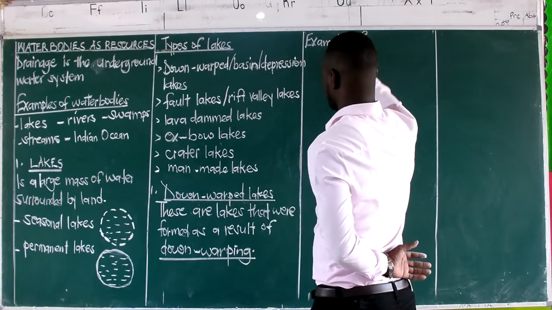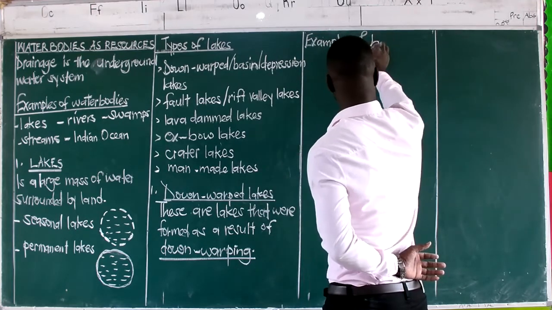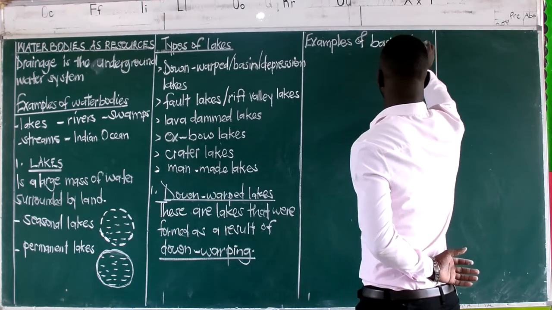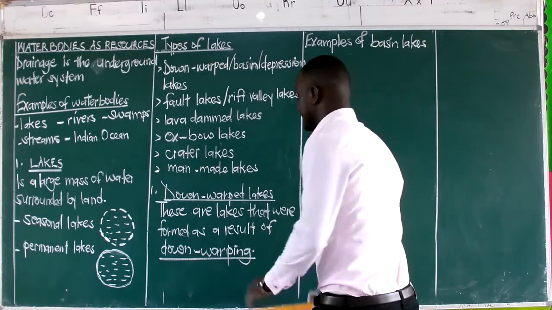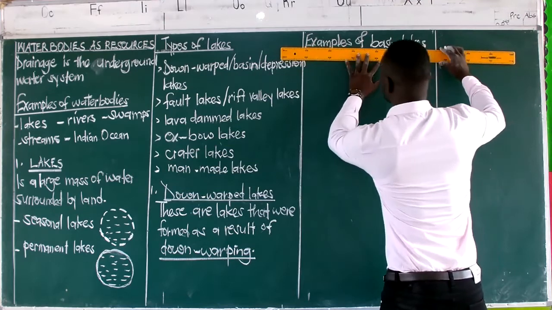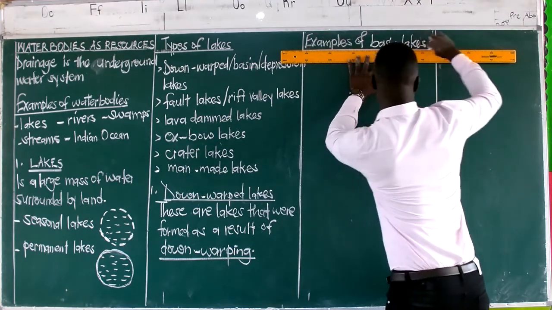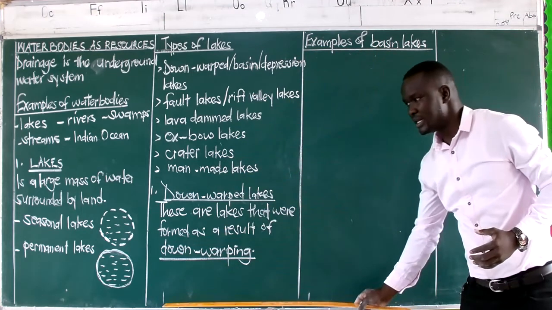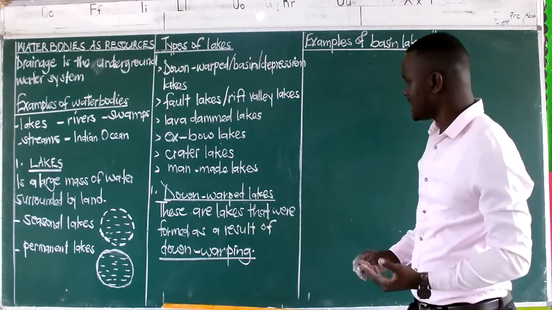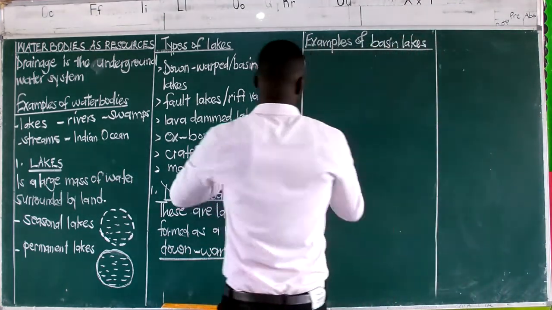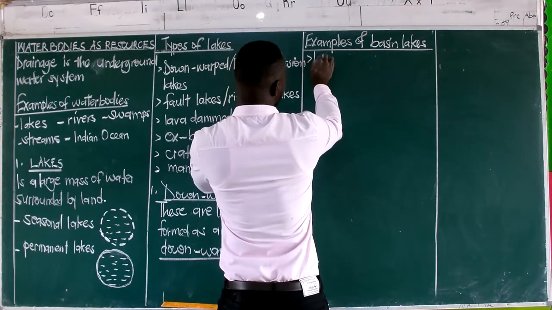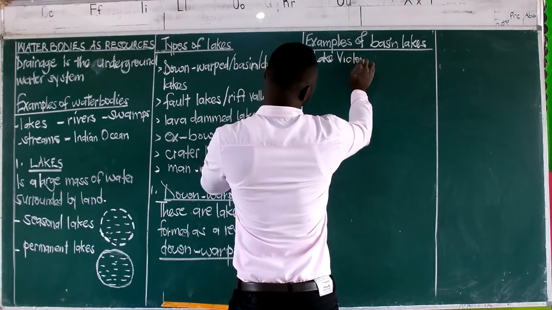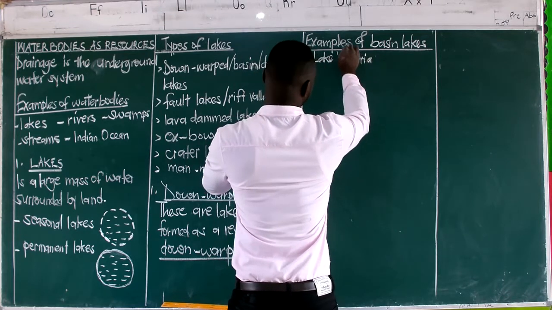Examples of downwarped lakes. I can even change here and say basin lakes. I hope you have understood that it means the same. Don't again say the teacher is talking about downwarped lakes there, and here the teacher is talking about basin lakes. I mean the same. Now, these lakes in Uganda, we have lakes like Lake Victoria.